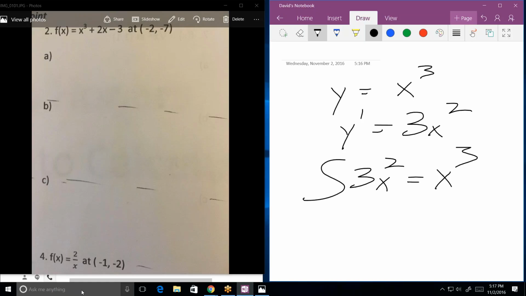So the integral of this is the same as the derivative. Well, no, I mean, the derivative of that is that, the integral of that is that. It's an inverse procedure.